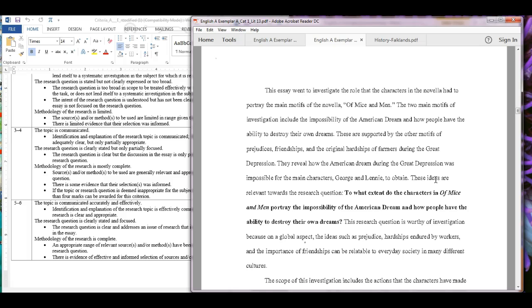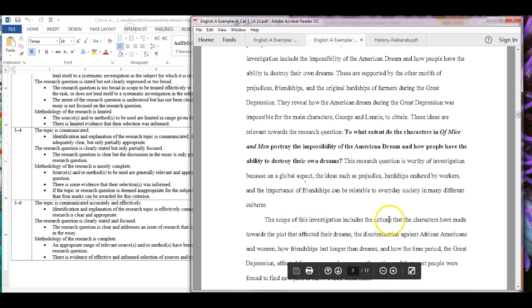Again, here they are. They're bolding and they have their research question in the introduction of the paper. This research question is worthy of investigation because on a global aspect, the ideas such as prejudice, hardships endured by workers, and the importance of friendships can be relatable to everyday society in many different cultures. So that's basic, but again, they're talking about the worthiness.